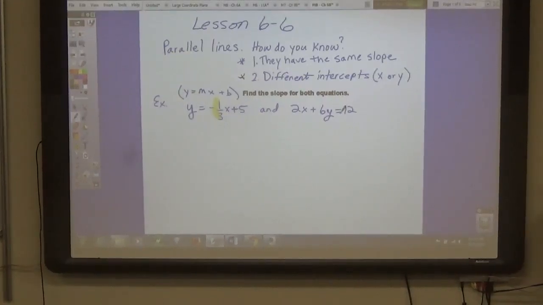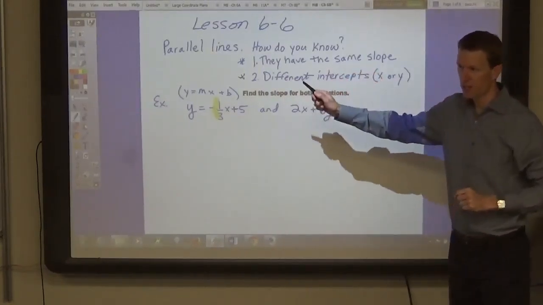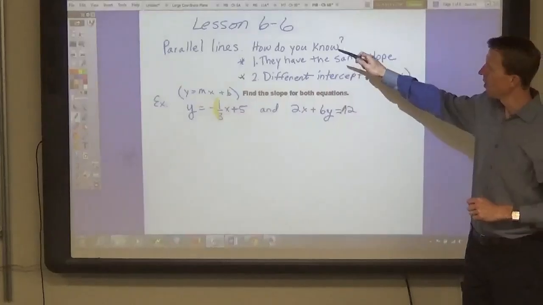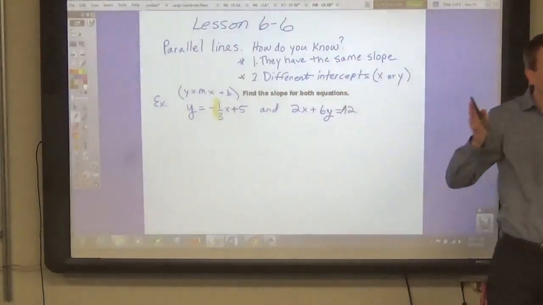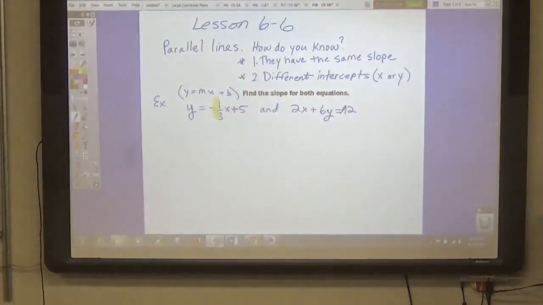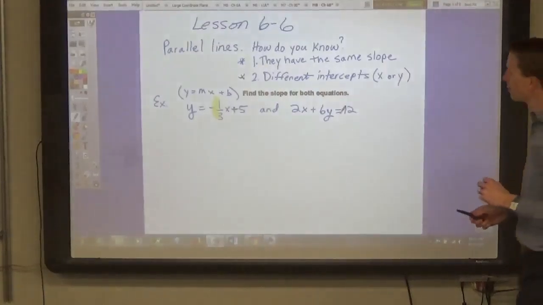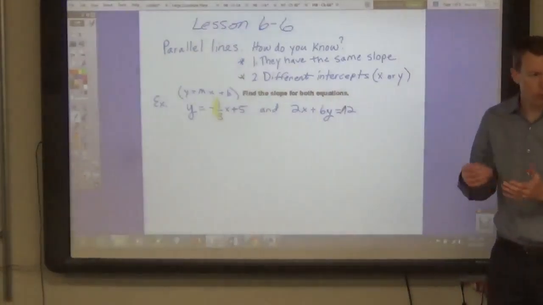Okay, let's take a look at lesson 6.6, 8th graders. We're going to talk about parallel lines and later perpendicular lines on a graph. Now, parallel lines, of course, they don't cross ever. They don't intersect. So what would have to be true in order for two lines to be parallel?